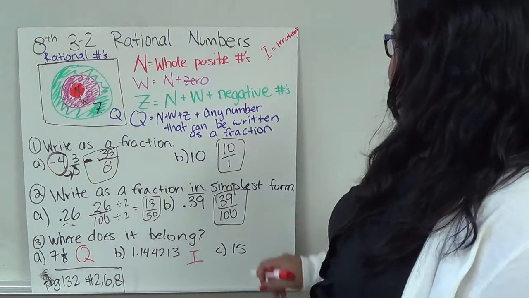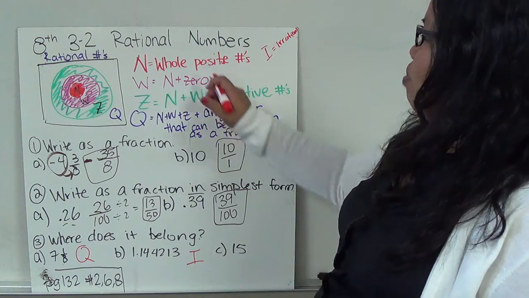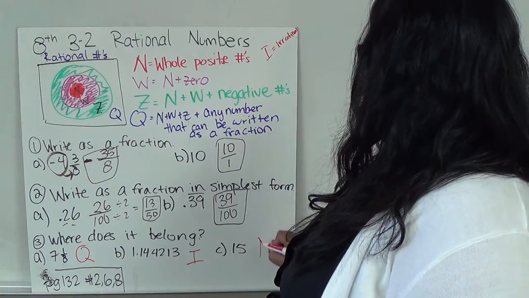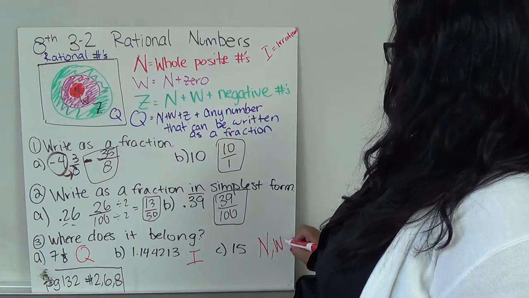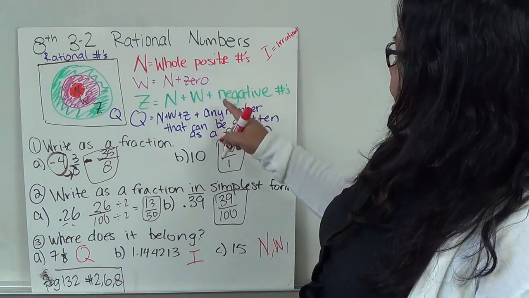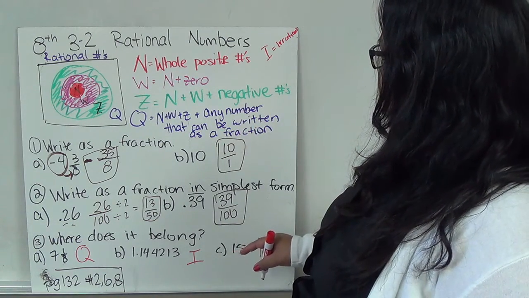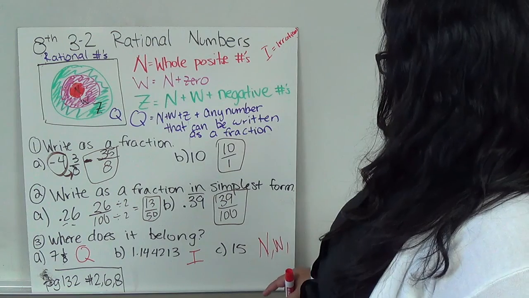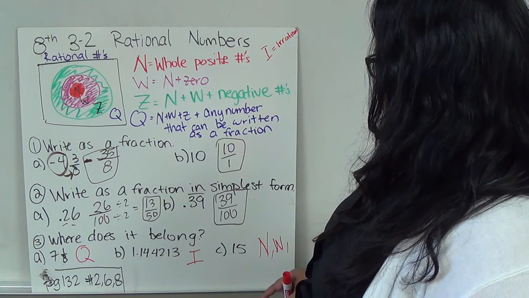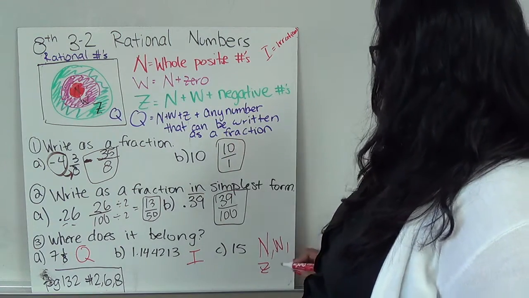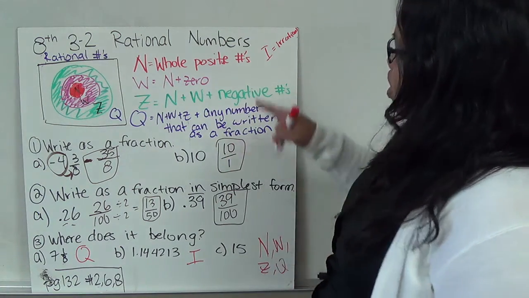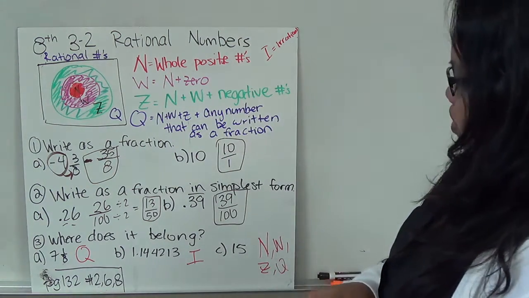Okay? And 15 is a positive whole number, so that belongs in N. But it also can fit in W, it also can fit in Z, and it also can fit in Q. So it fits in all of these categories, right?